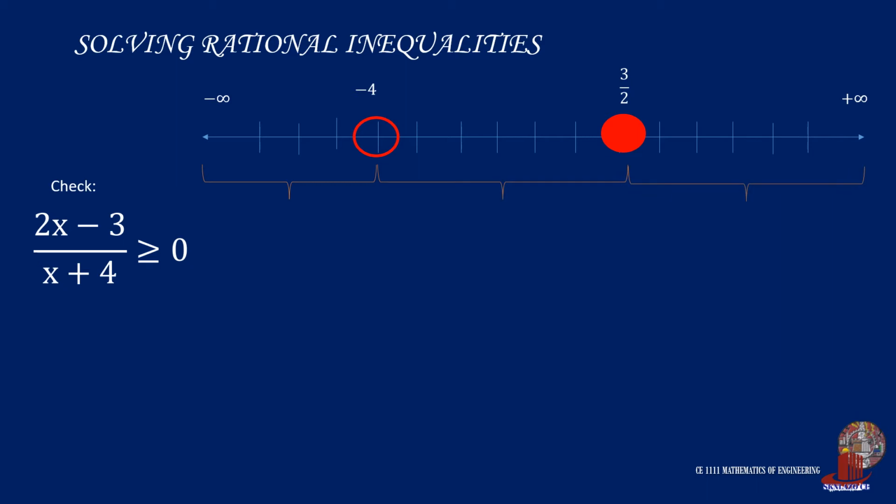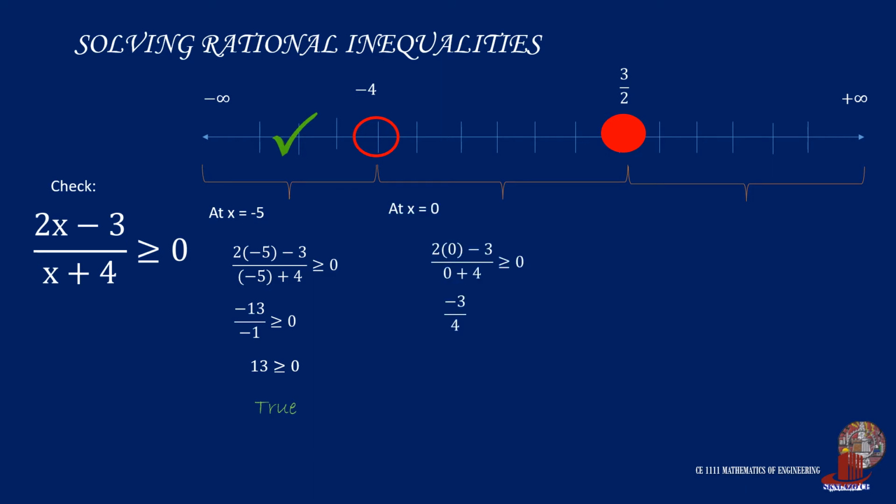So from the range of negative infinity and negative 4, we can use x equal to negative 5. Substitute negative 5 in the inequality, and we end with 13 is greater than or equal to 0, which is a true statement. We work on the second range from a lower limit of negative 4 and an upper limit of 3 halves. We assume this time x as 0 for this range. And plugging the assumption in the inequality, we have negative 3/4 is greater than or equal to 0. This is a false inequality statement.